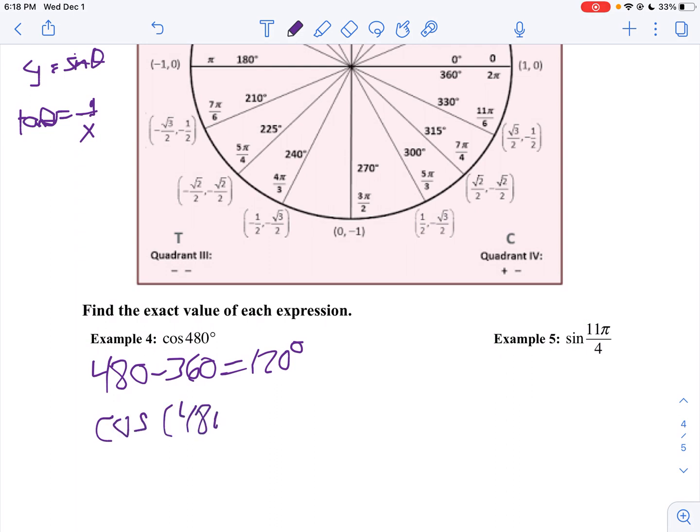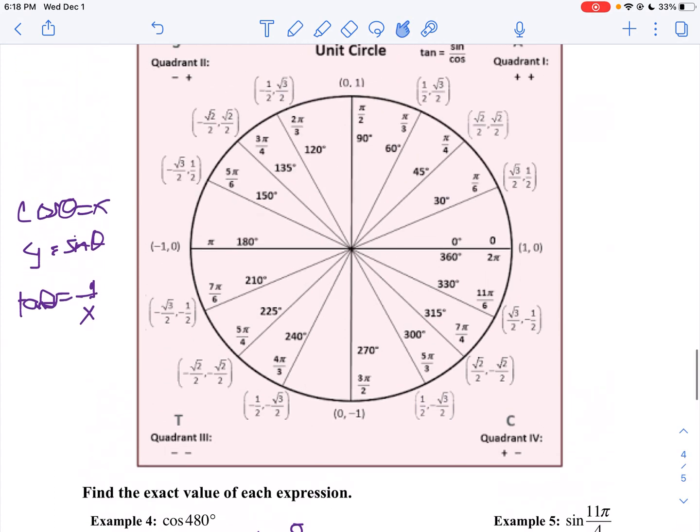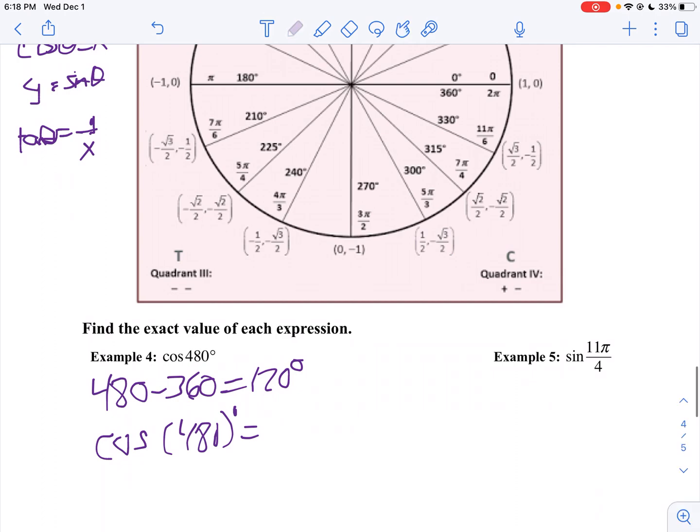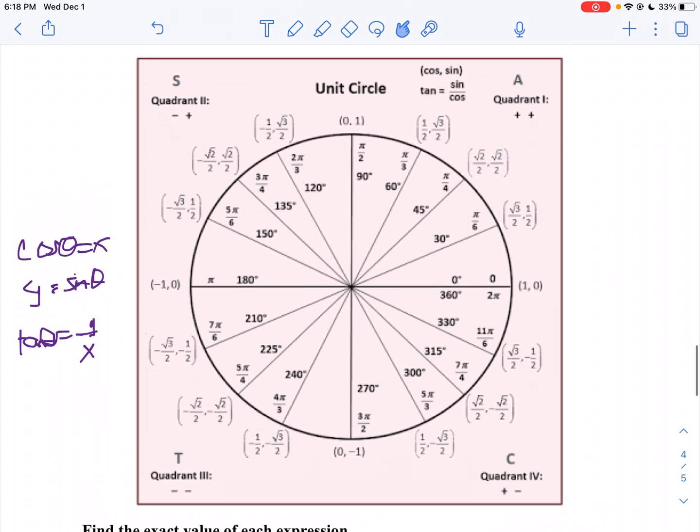So if I look at my unit circle for a cosine of 120 degrees, so here's 120. Cosine is my x, so it's negative 1/2. Notice on this unit circle, I've also got that mnemonic device to help you remember which one's positive, which one's negative. All science teachers are crazy. So in the second quadrant, cosine would be negative.